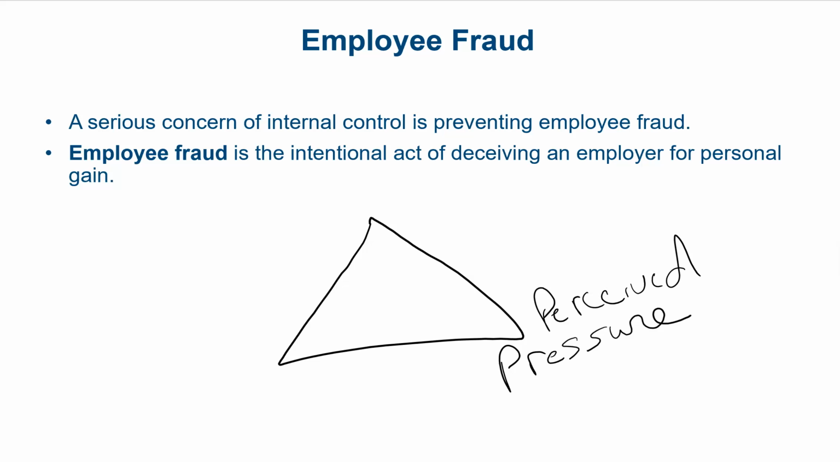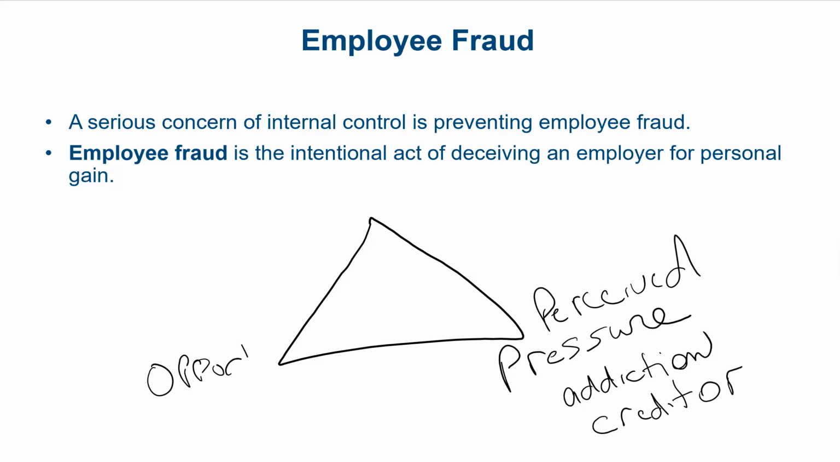All right, so for example, they could have an addiction that makes them need more money. They could have a gambling addiction or a substance abuse addiction. They could have credit issues. Creditors are after them. But some sort of pressure is making them need to steal money or assets from the business. All right, and then they have to have opportunity. So opportunity means that they have to have a way to do it and get away with it. So there has to be an opportunity.